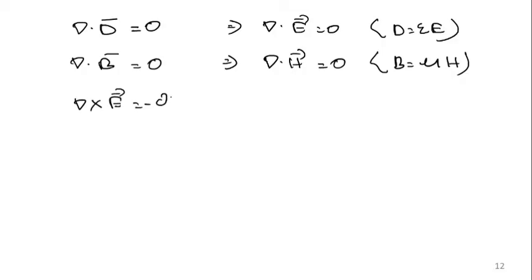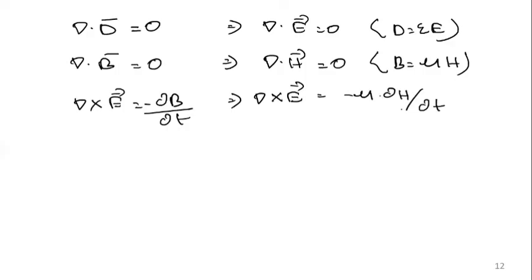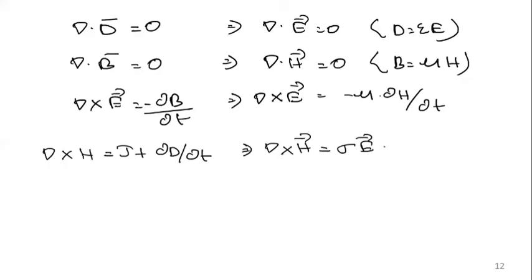Minus dou B by dou t. And del cross E is equal to minus mu into dou H by dou t. So we are doing the substitution in all these. Then del cross H is equal to J plus dou D by dou t. Therefore, del cross H is equal to sigma E plus epsilon into dou E by dou t.